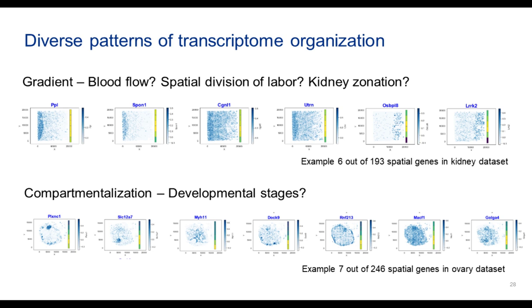In the tissue, we also see, as I was mentioning, interesting organization. For example, the cell layers that could correspond to the flow of blood in the kidney, indicating maybe a division of labor of the different cell types, this idea of zonation in the tissue, or the compartmentalization that could reflect the different developmental stages of the oocyte in the ovary.